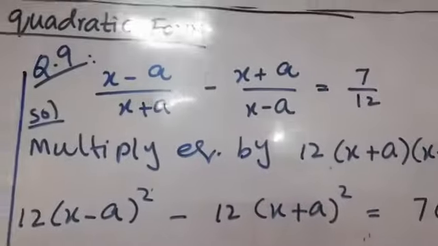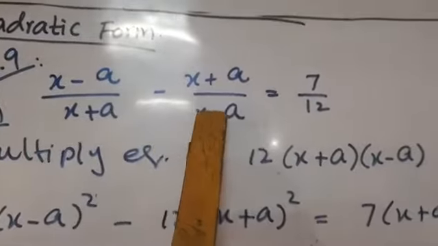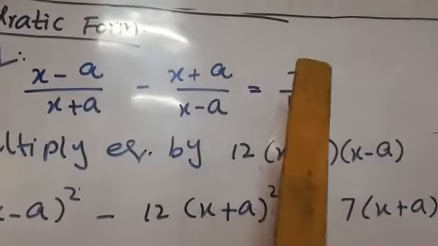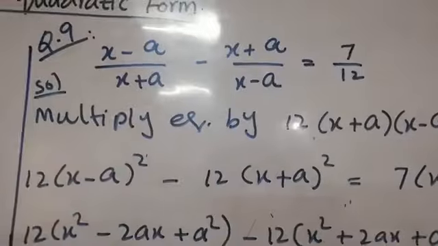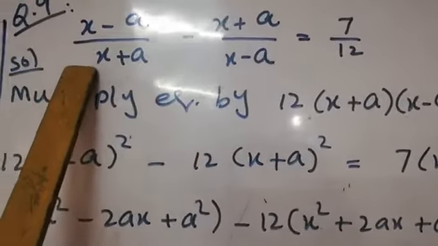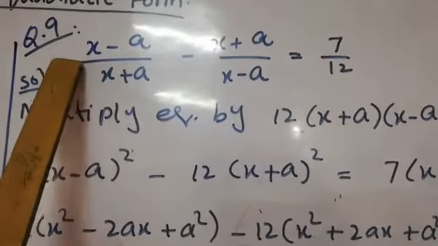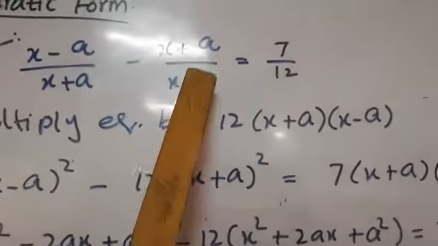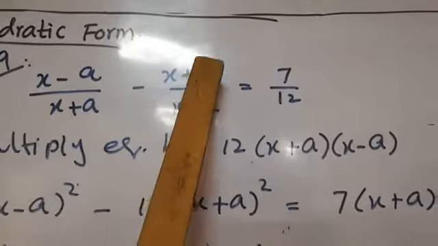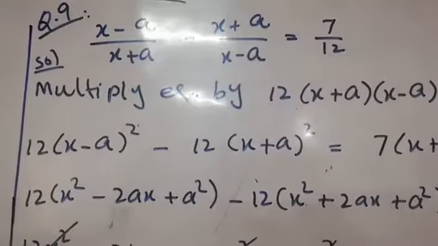Part number 9. x minus a by x plus a minus x plus a by x minus a is equal to 7 by 12. This can also be solved by another method, that we will put this as y, and this is the reciprocal of this value. It will be 1 by y, and at the end we will re-put the value of y.